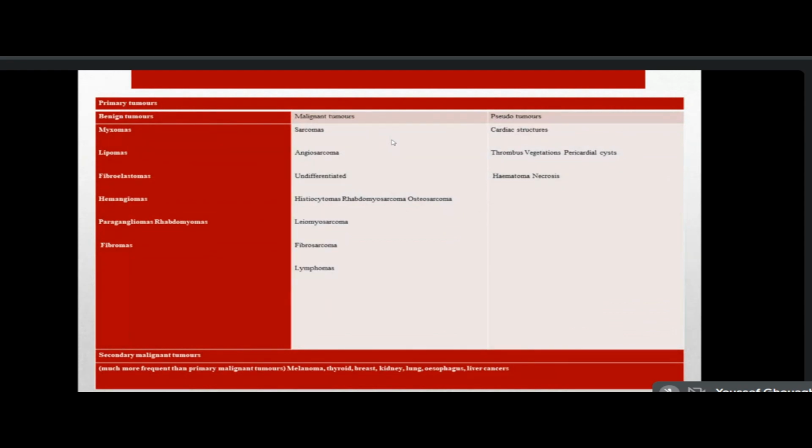I put here a table that shows the classification of an intracardiac mass with a primary tumor and secondary malignant tumor, the benign tumor, malignant tumor, pseudotumor. You can take a picture if you want. It encompasses all the tumors and classifies them.